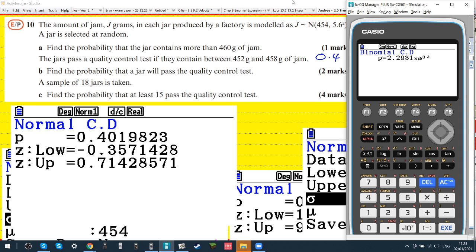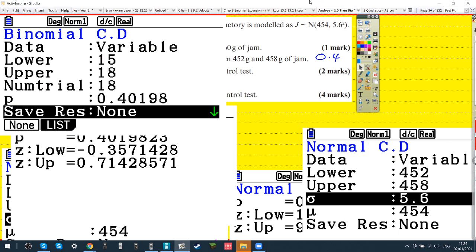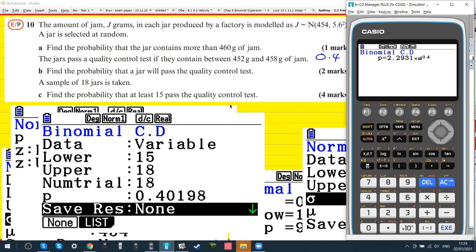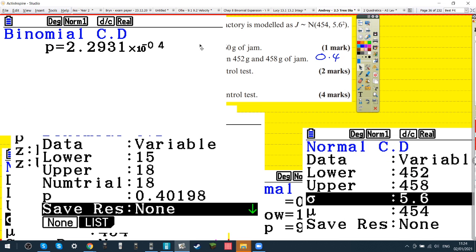Did you do 0.4 or 0.4019825 sig fig? I did all of the numbers. Okay. And what was your answer? 2.2933 times 10 to the minus 4. Okay, so yours is a bit more accurate than mine, but mine is accurate to 3 sig fig. They're both the same to 3 sig fig.